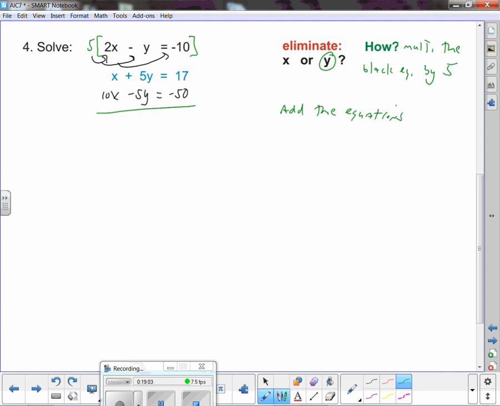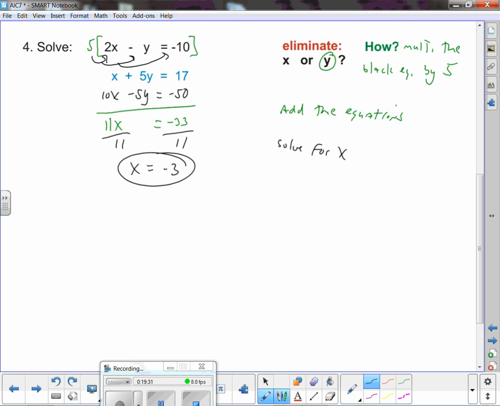Again, pause if you want to see if you can get it correct on your own. It's 11x equals, what is that, negative 33. Now we're going to solve for x. Pretty simplistic. Divide both sides by 11. All right, do you remember what to do now? Do you remember how to finish?